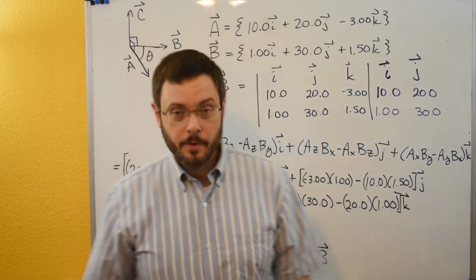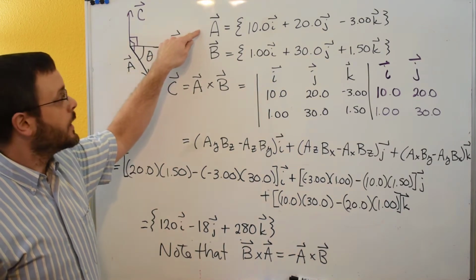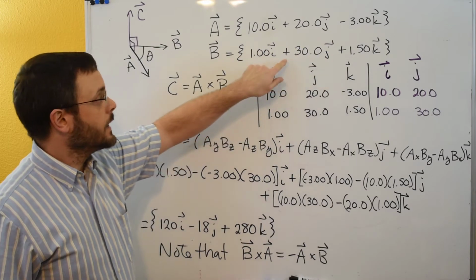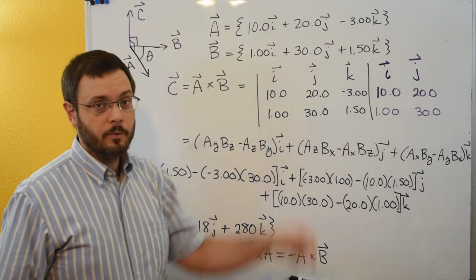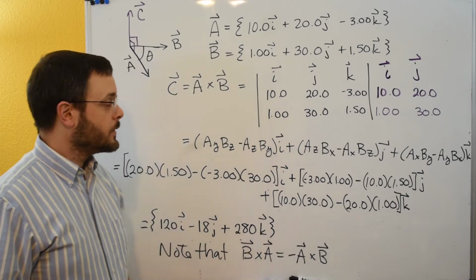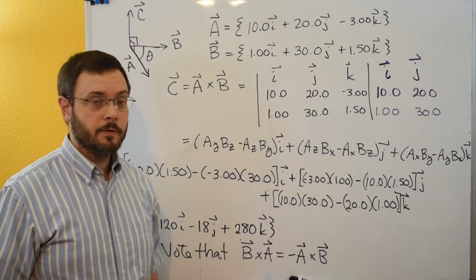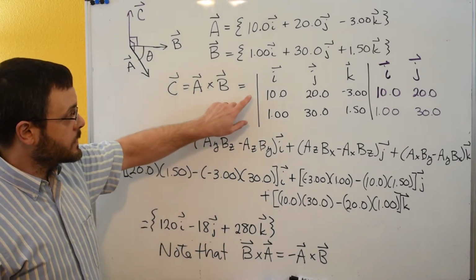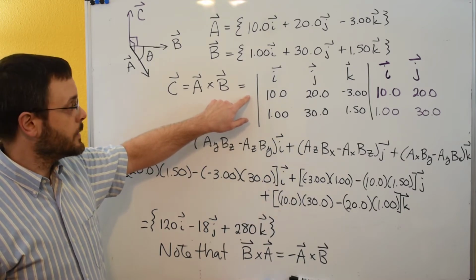So setting up the cross product mathematically, let's say that we have a vector A that's 10i, 20j, and minus 3k. And let's say B is 1i, 30j, and 1.5k. There's kind of two main approaches to doing cross products, although there are some other ways to go about them. And the two main approaches are, one, to calculate them as a determinant.